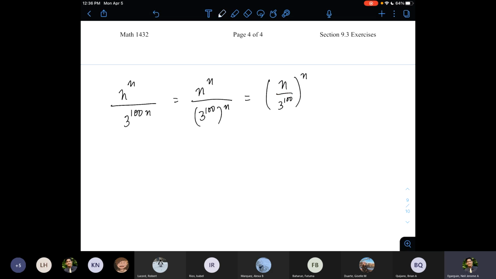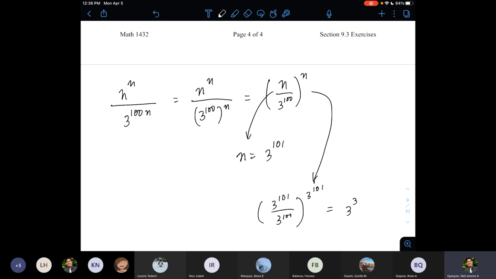But remember, n goes to infinity. So n can grow very large. It can be 3 to the 100 and 1, so that means this would be 3 to the 101 over 3 to the 100 raised to the 3 to the 101. So this would be 3 raised to the 3 to the 101, which is a very large number. So basically, this will still diverge because n to the n grows a lot faster than 3 to the 100n.